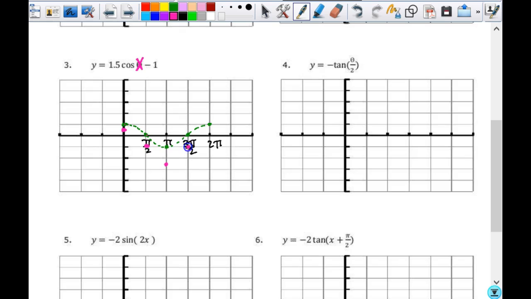And then really at that point, you should be able to fill in the rest of them. Your amplitude is 1.5, and then your vertical shift is negative 1, so it just stretches it up a little bit. Stretches it and then shifts it down.